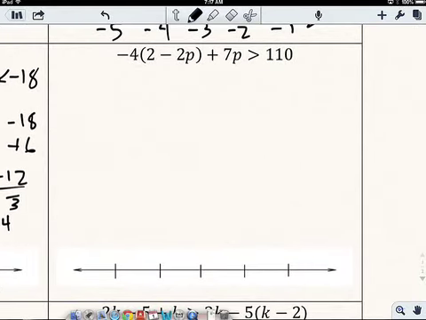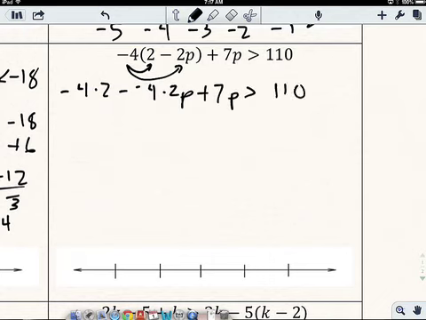-4 times 2 minus 2p plus 7p is greater than 110. Now, this one, you have to start with the distribution, so that's what I'm going to do. I'll do -4 times 2 and -4 times -2p. I'm going to write it all out simply because I think some of us probably missed that negative. Hopefully you're getting better and better at that.